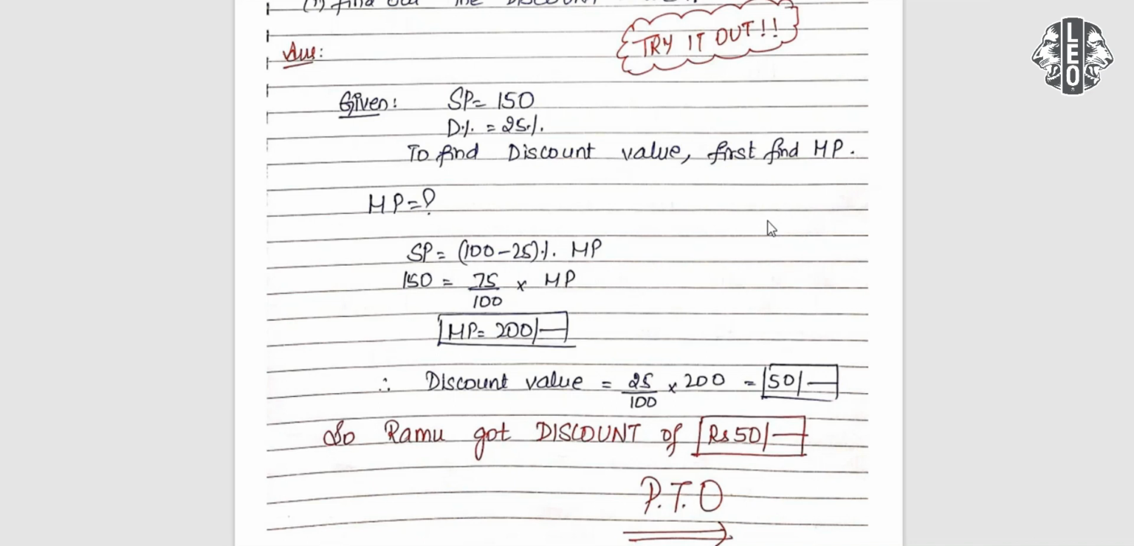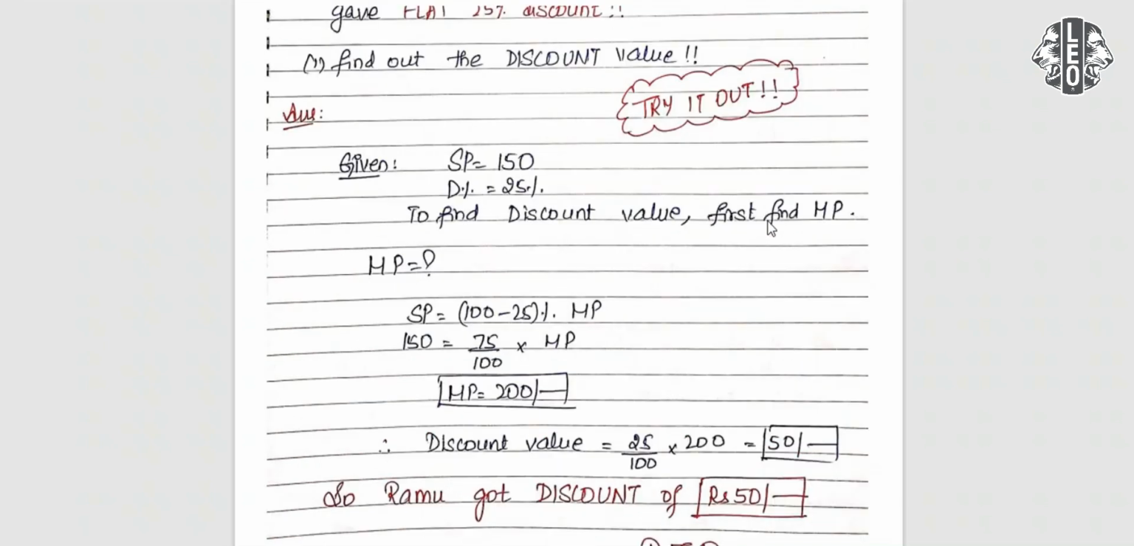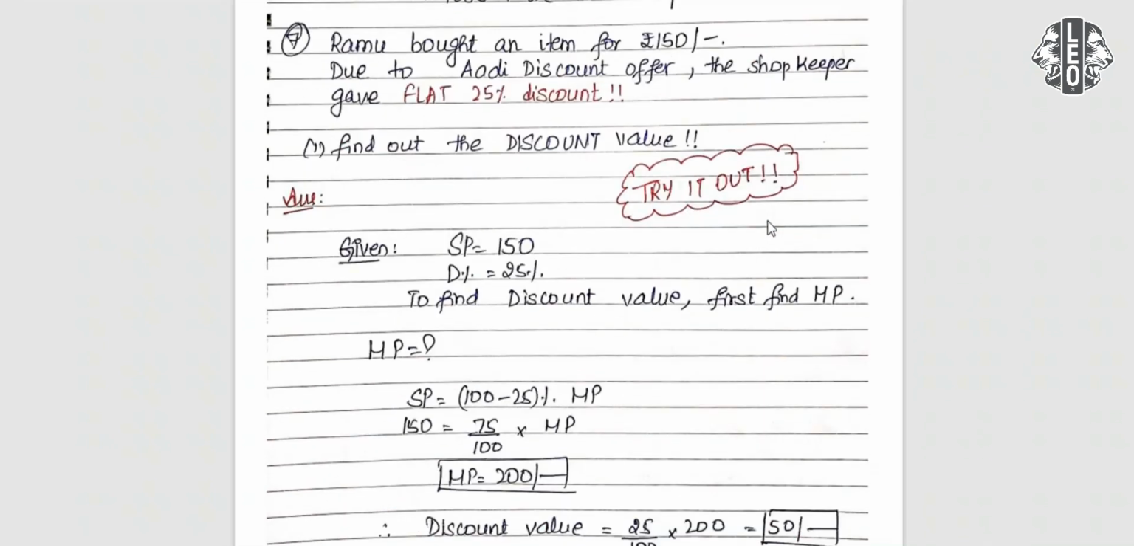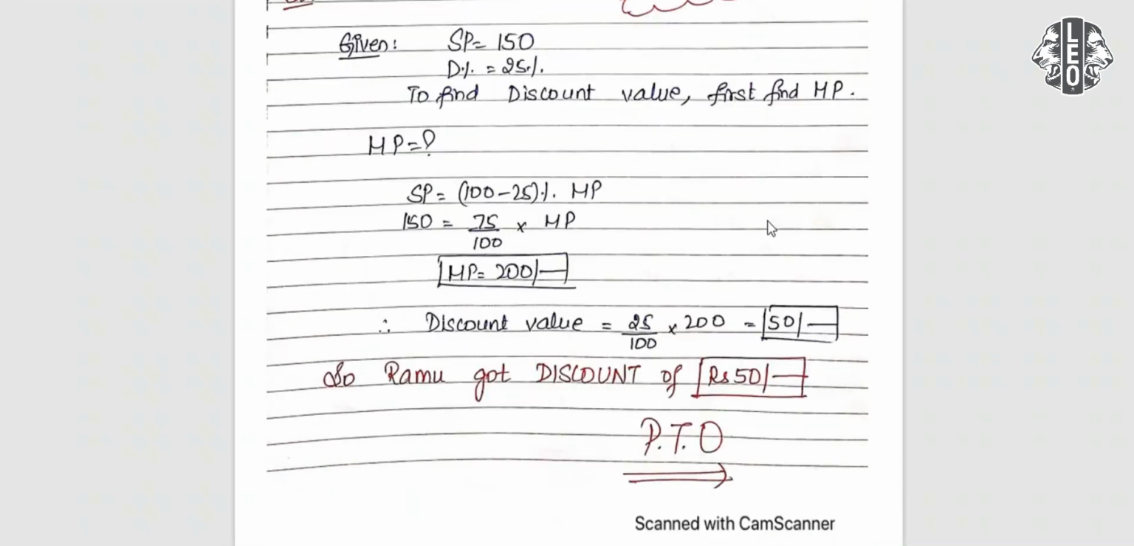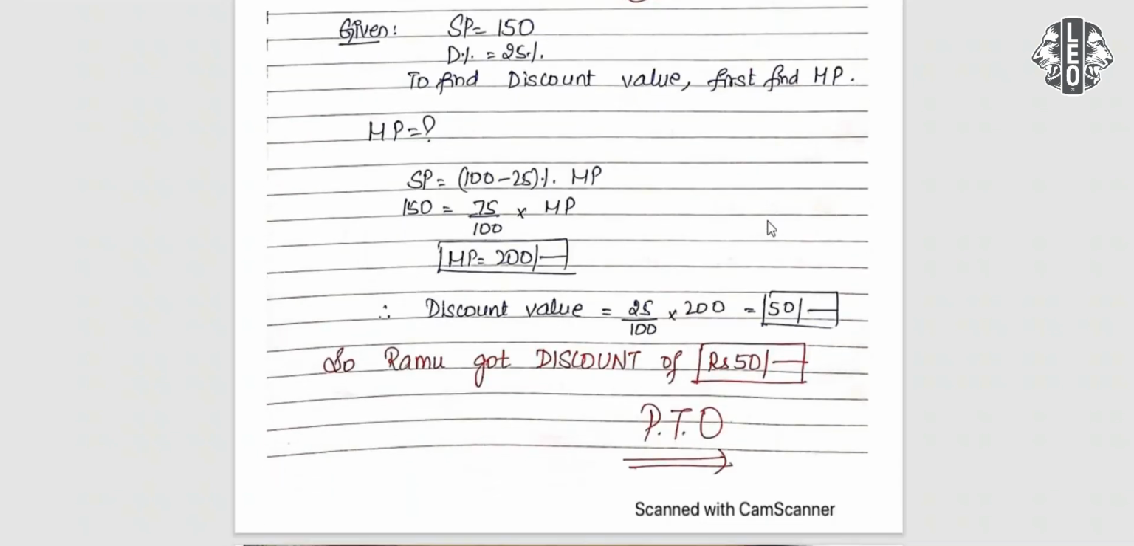Now you want to find the discount value. Discount value, how much discount? The money. Discount value is nothing but discount percentage, 25 by 100, into 200. So that is nothing but 25 into 2, 50 rupees. So from the customer point of view, Ramu, that customer is getting 50 rupees discount. And even from the shopkeeper point of view, he is giving 50 rupees discount. So a flat 25% discount may look big, but it is only 50 rupees. So you should know the terminologies and the different concepts while you are buying many things.